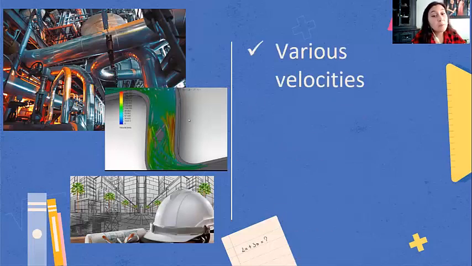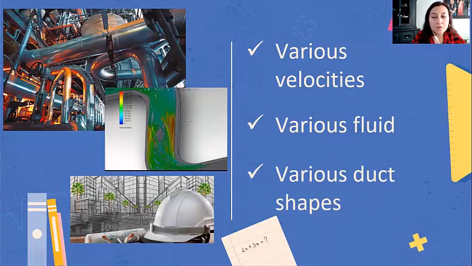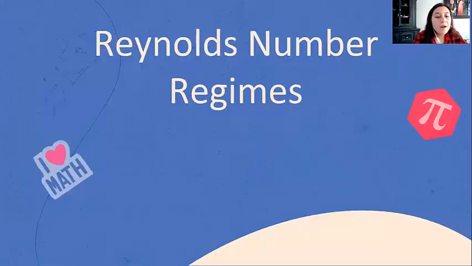velocities, various fluids, and various duct shapes. This allows us to realize and analyze the different forms in which a fluid can behave and in turn to understand the necessary parameters for the construction of pipes and ducts according to the special needs that appear. For this reason, we will start by talking about the Reynolds number regimes.